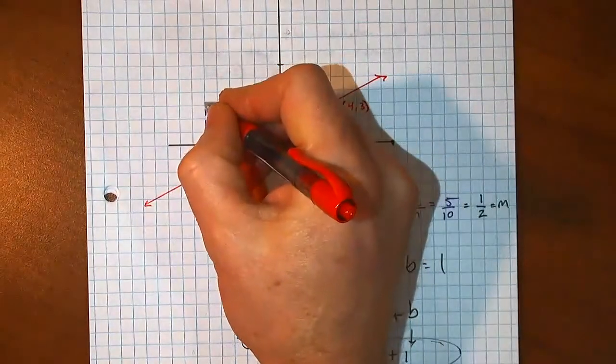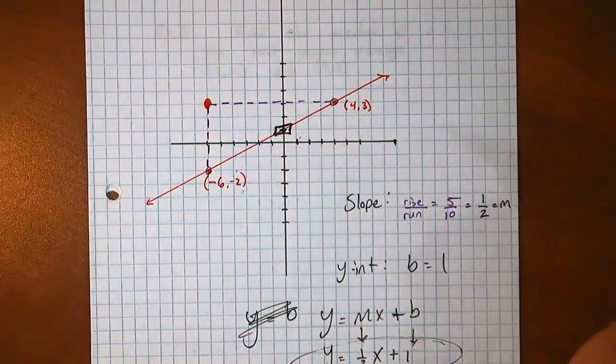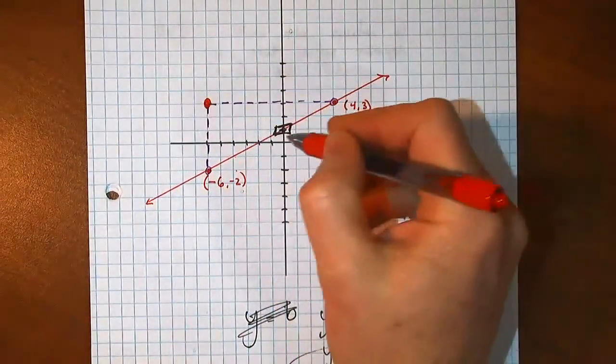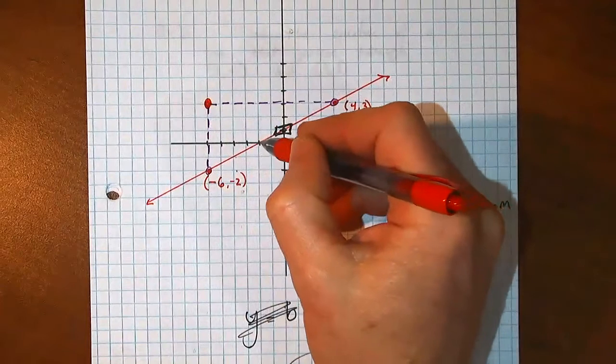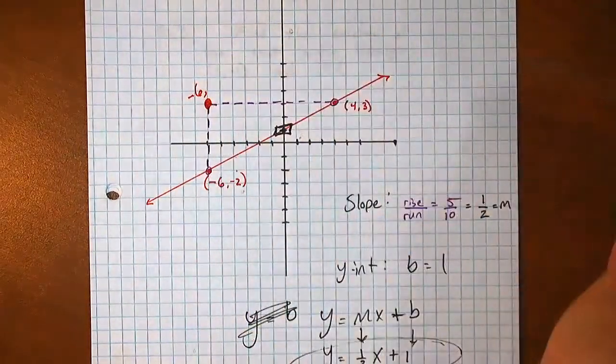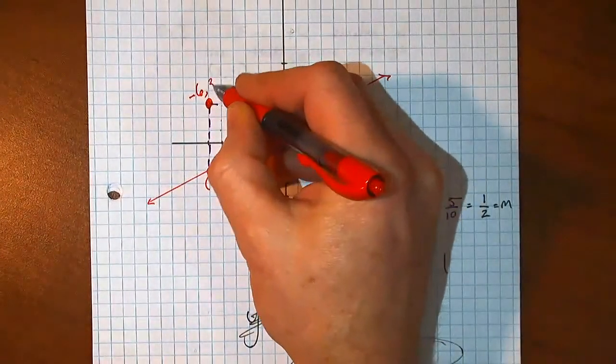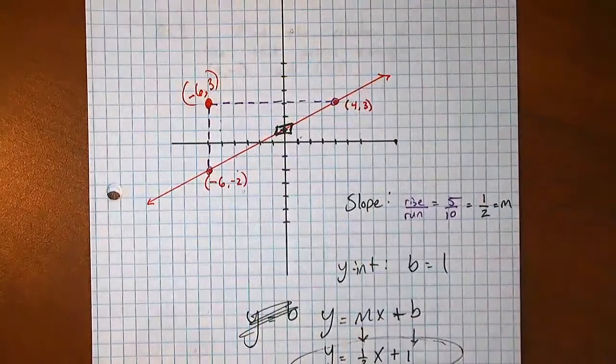Okay, so let's find real quick, what are the coordinates of this point right here? The coordinates of that point right there, well, the over is going to be 1, 2, 3, 4, 5, 6. So it's a -6 because I went to the left 6. And the up is 1, 2, 3. So it's a +3 for the up. So there's the coordinates of that point.